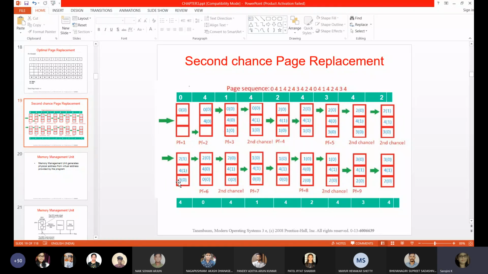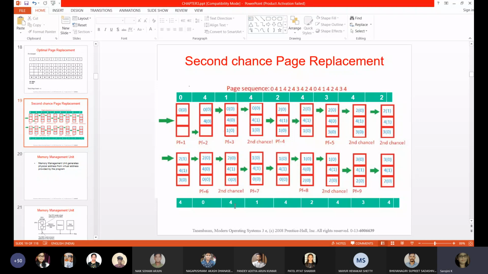So now the pointer is currently here. With the pointer here, we remove this page and keep the new page, which is page number 0. Now, after we kept page number 0, the pointer will go from here to the top. So now the main memory will be like this.